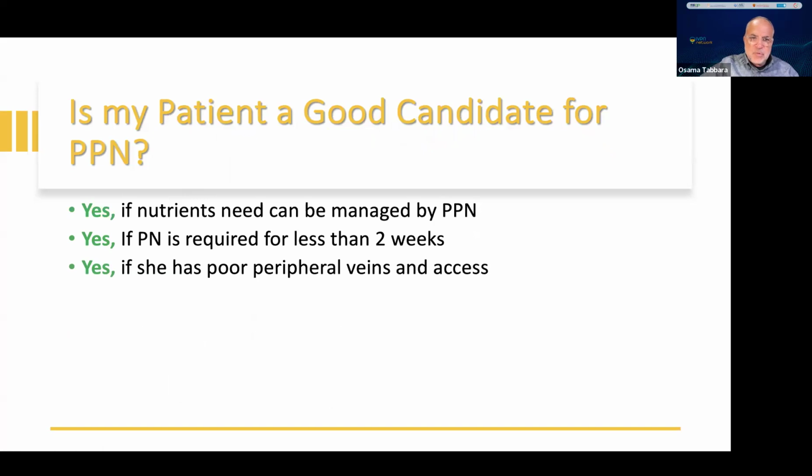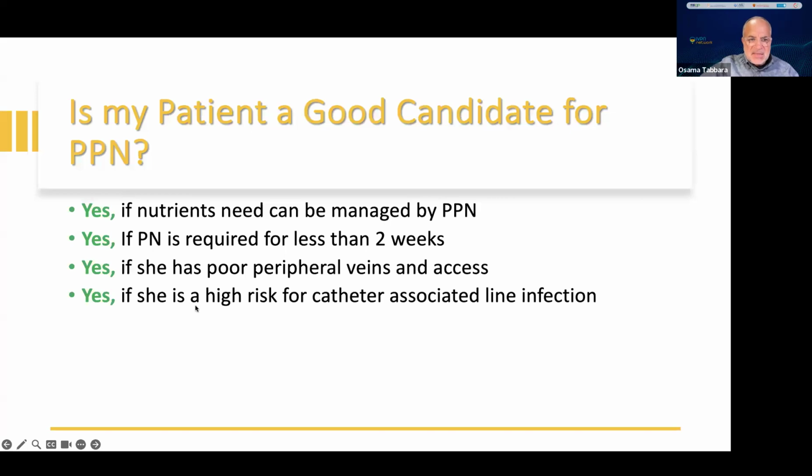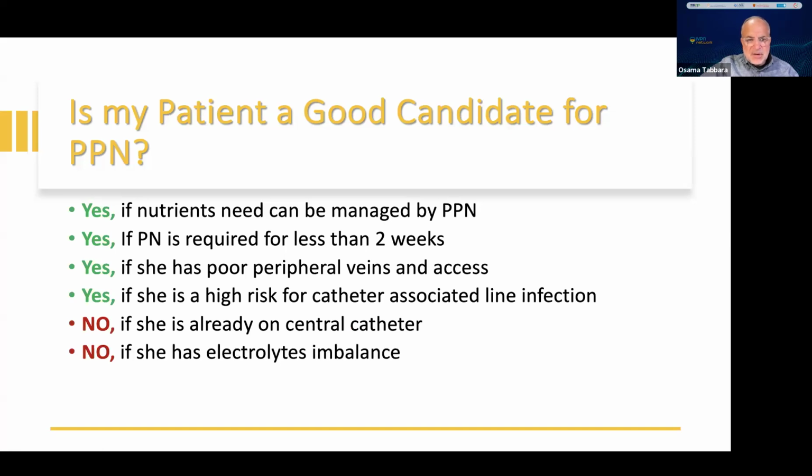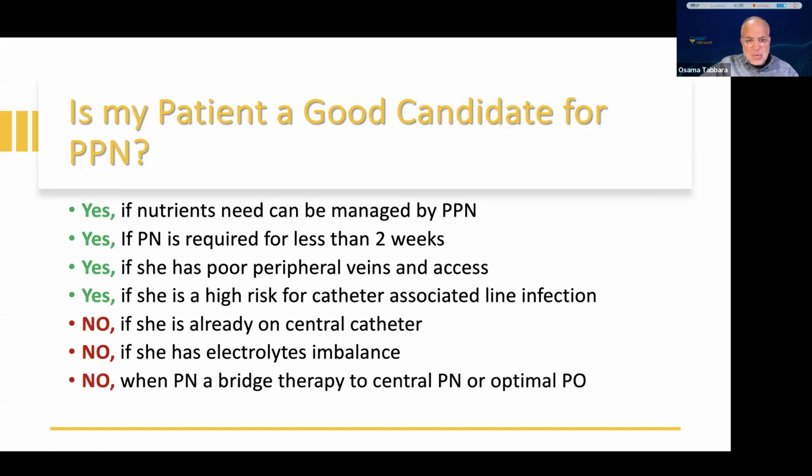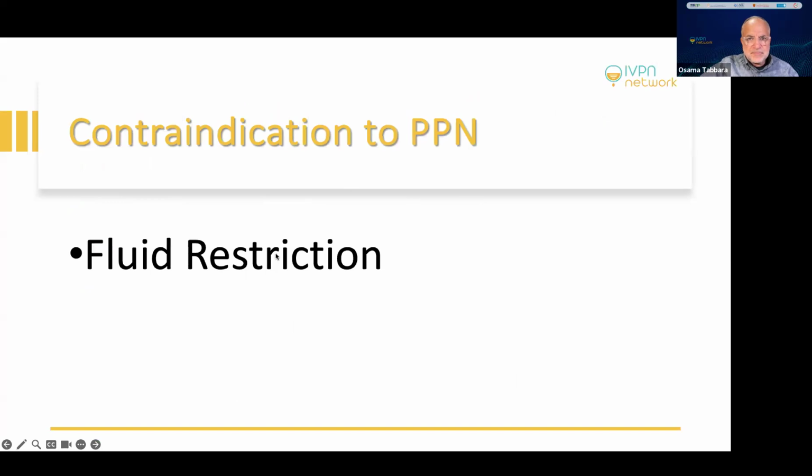Yes, if she or he has poor peripheral venous access. Yes, if he or she has a high risk for catheter-associated line infection. No, if the patient is already on a central catheter. No, if she has electrolyte imbalances. And no, when PN is a bridge therapy to central parenteral nutrition or optimal oral intake. And no, if the patient has any type of osteopenia.